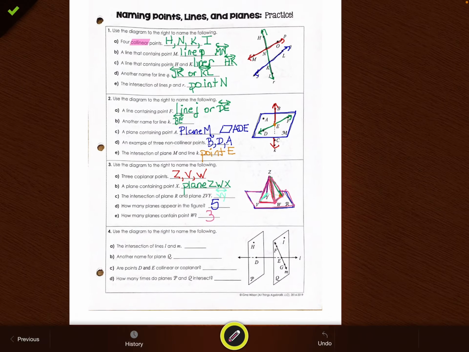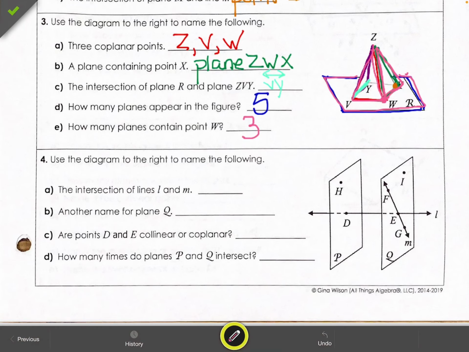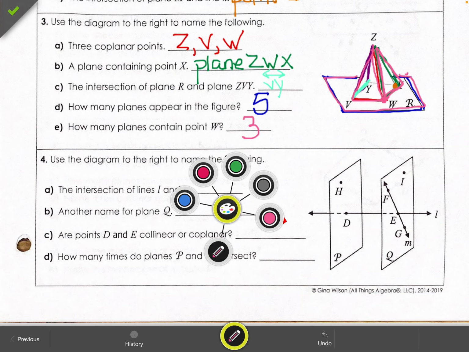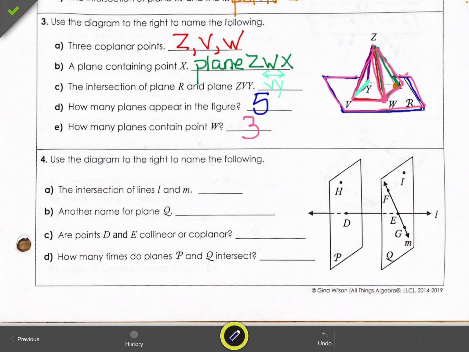All right, last little picture here. 4 more, hang tight. All right, again, use the diagram to name the following. So A, the intersections of lines L and M. So from our notes, down towards the bottom, when 2 lines intersect, they intersect in a point. So we're looking for a point.